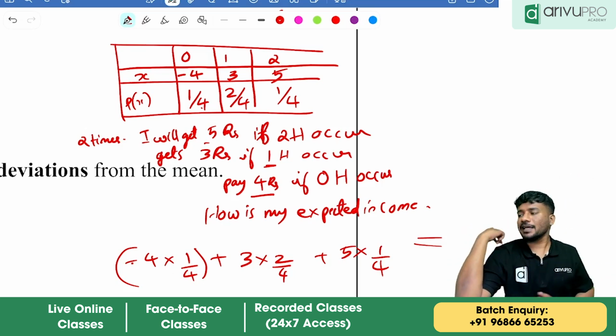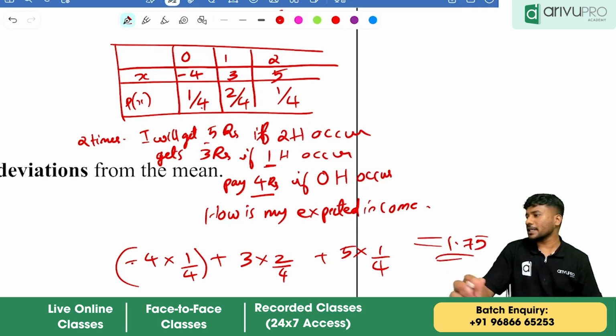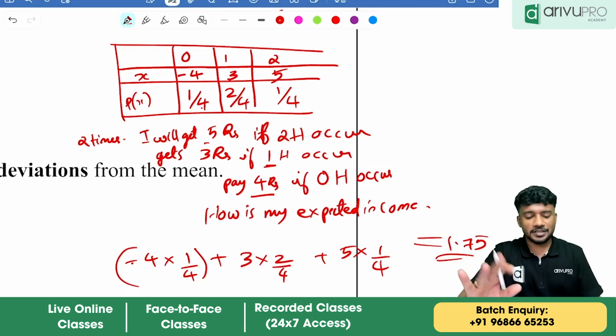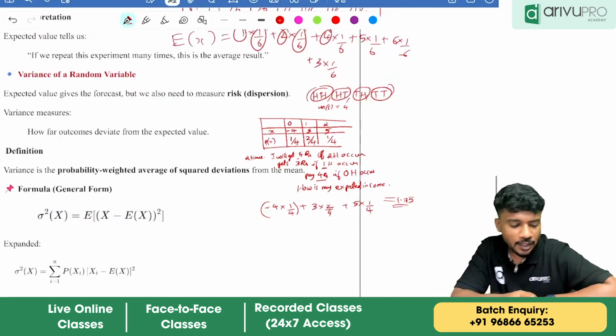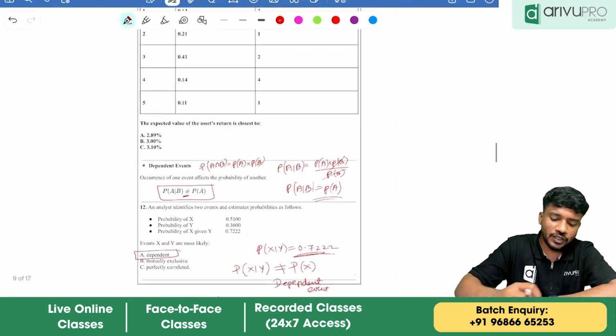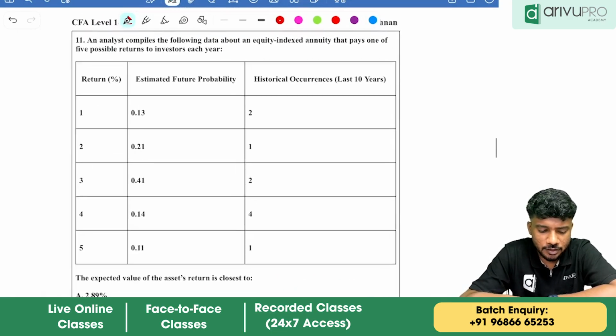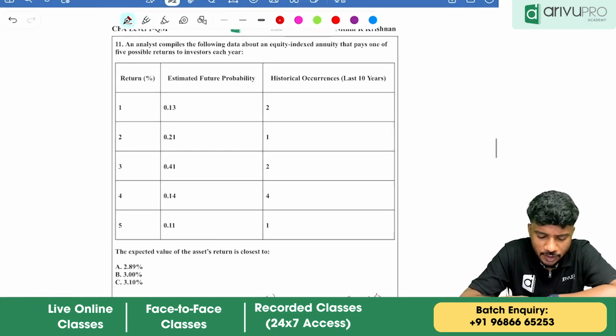1.75. So you are getting effectively 1.75. This is the expected income we can expect from this given transaction. Okay. Now, I'll take you to the first question. With the first question itself, I'll help you to solve using the calculator. Okay. Now, have a look at this.